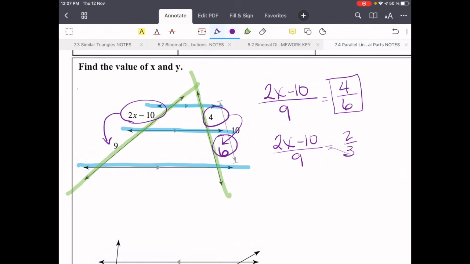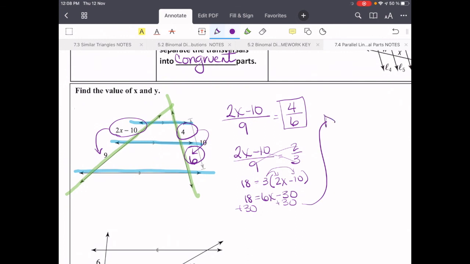That looks better. So we can cross multiply now. 18 equals 3 times 2x minus 10. Distribute our 3. 18 equals 6x minus 30. So I can add 30. Let's go up here. So I got 6x equals 48 and x equals 8.